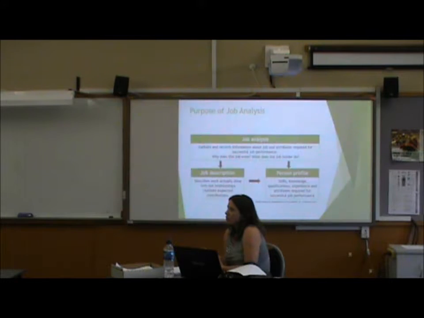Yeah, so we can ask people to self-report, we can observe them in their work, we can use questionnaires and other techniques. We'll talk about those in a moment. But essentially what we're trying to do through collecting that information is to inform the two key documents, which are your job description, sometimes called a position description, and a person profile, sometimes called a person specification.